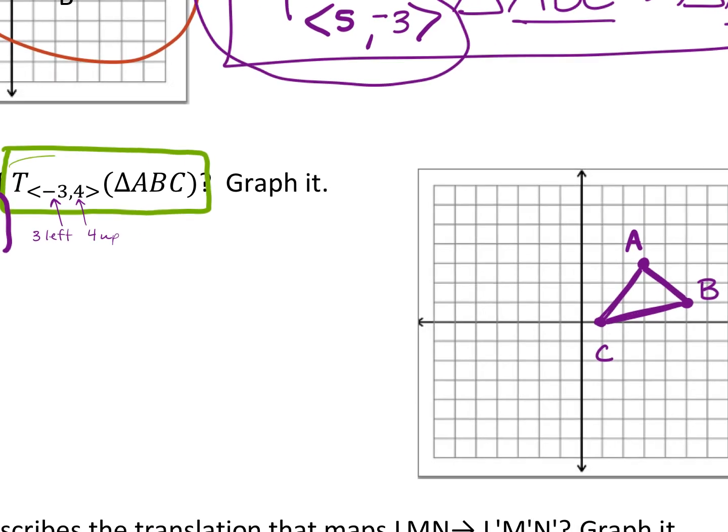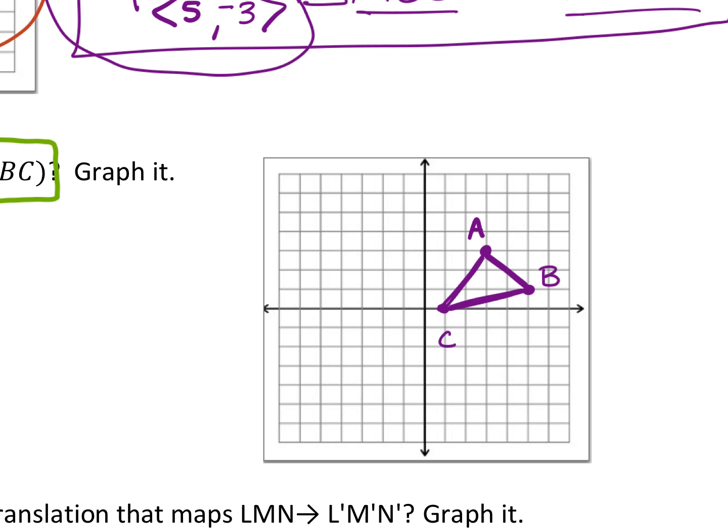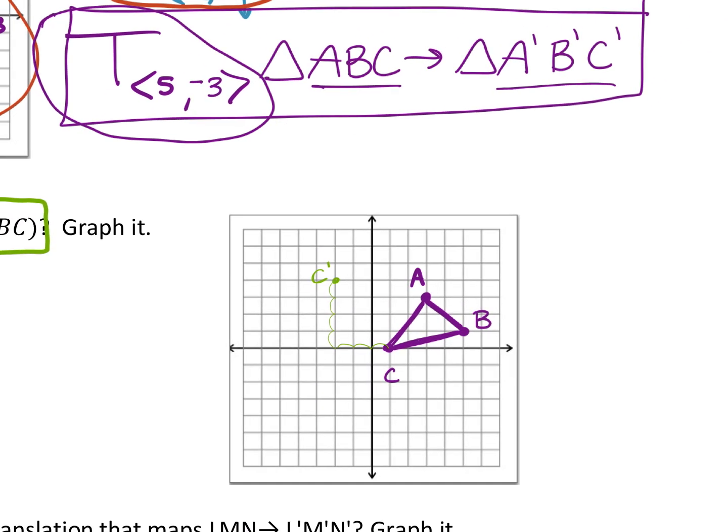Okay, so now look at what it's telling us to do. A translation of -3, 4. Don't try to move the triangle. Move one point at a time. So if I'm going to move C, -3: 1, 2, 3, then up 4: 1, 2, 3, 4, I would get C prime. Yes, okay, so that's your C prime.